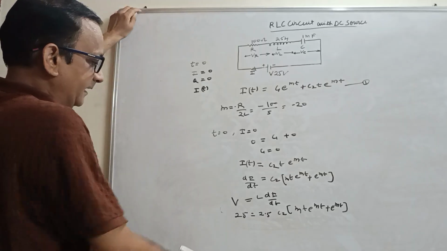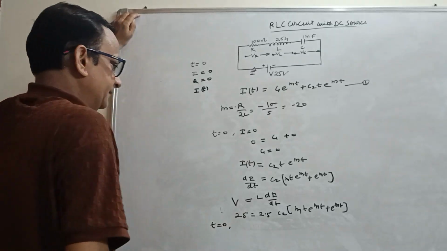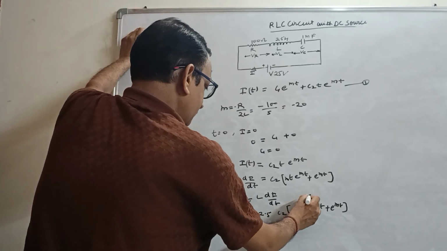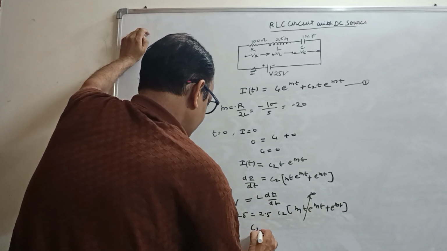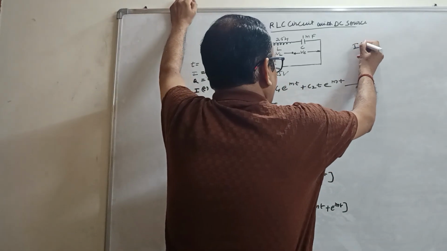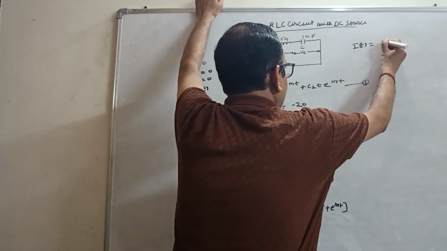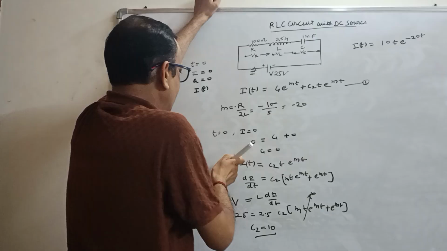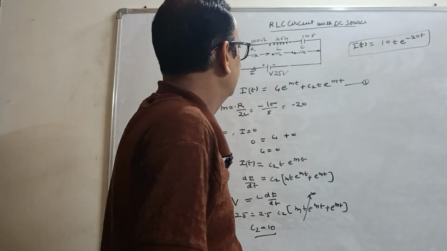Here we put the values at time t equal to 0, where the current is 0. Putting t as 0, this term becomes 0 and only this term remains. E raised to power 0 is 1, so C2 becomes 10. Putting the value here, the current at time t would be 10 t e raised to power minus 20 t, where the value of m is minus 20. So this is the current at time t.